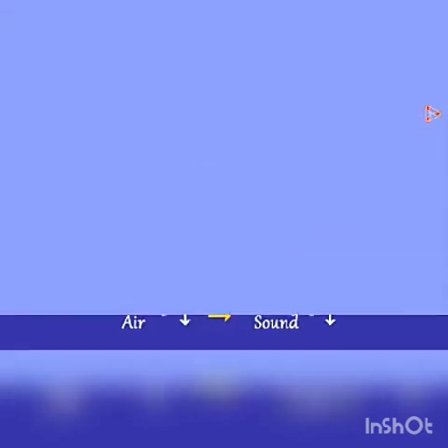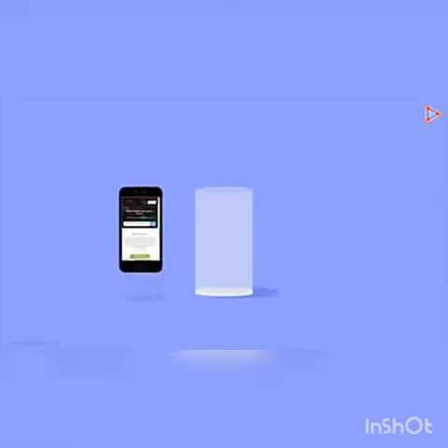Let us do one more experiment which you can perform at home. Take an empty glass and a cell phone. Keep this cell phone in an empty glass. Ask someone to give you a ring on this phone. What do you notice? Yes, you will hear the sound loud and clear.